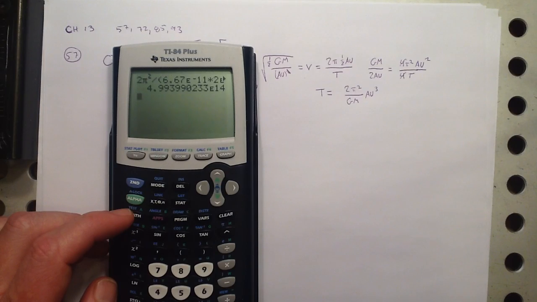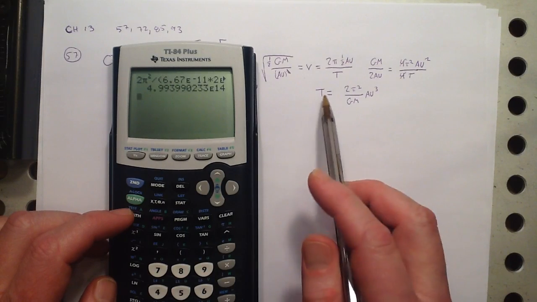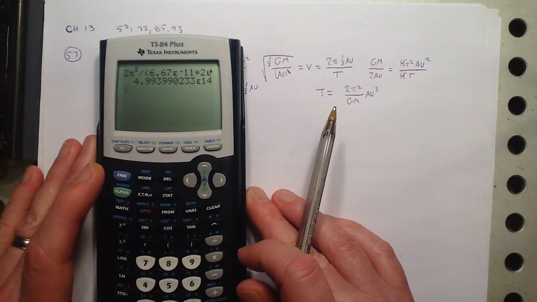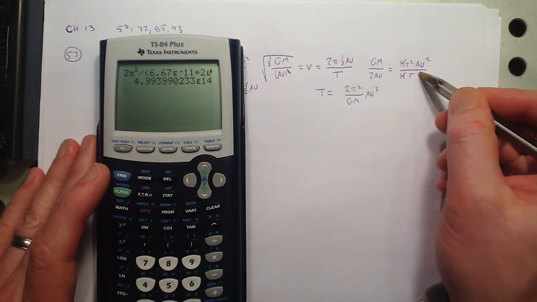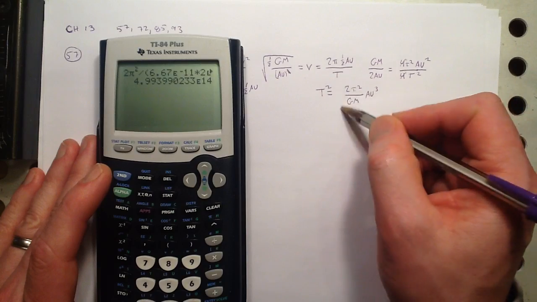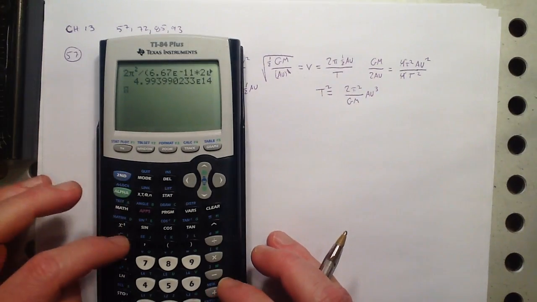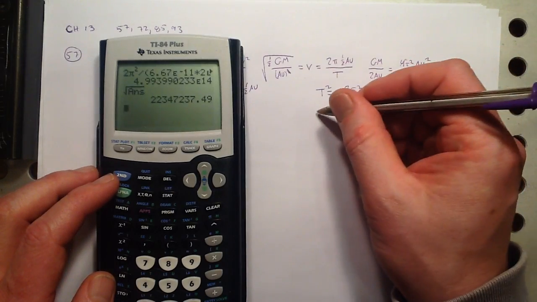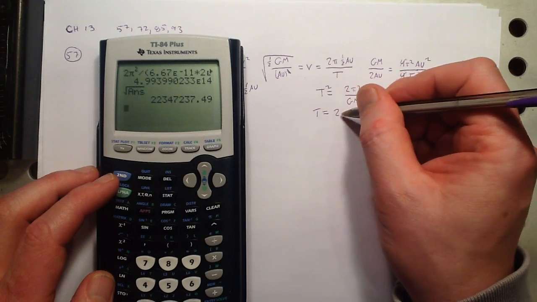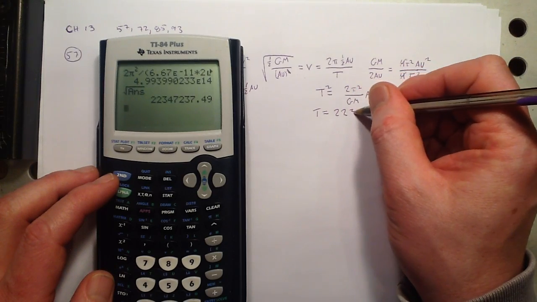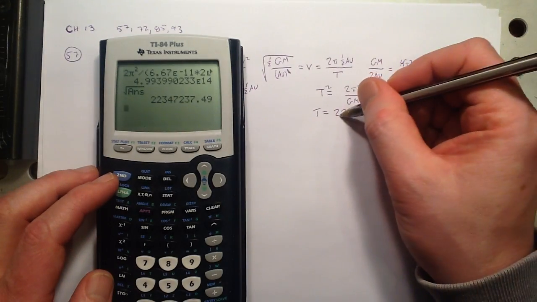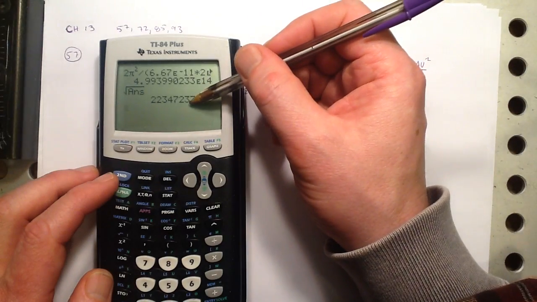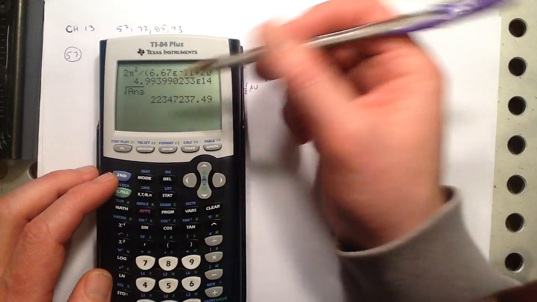Oh, and I lost a T somewhere, didn't I? I feel like that should be a T squared. Where'd the other T go? Oh, I didn't square it here, did I? And that's a T squared. So that'd be the square root of that whole thing, the square root of my answer there. About 223. Let's see, that'd be 2.23 times 10 to the 7th seconds, I believe.